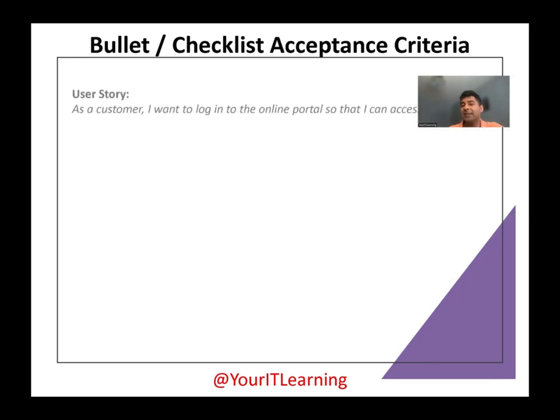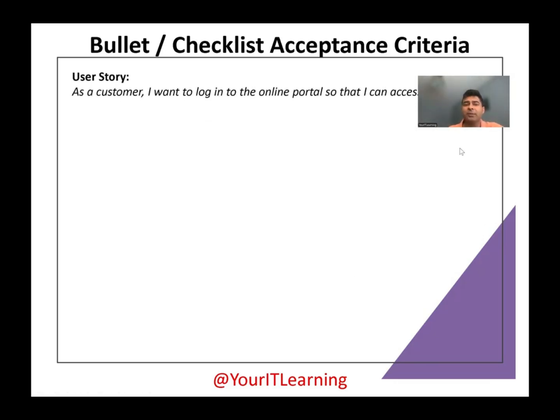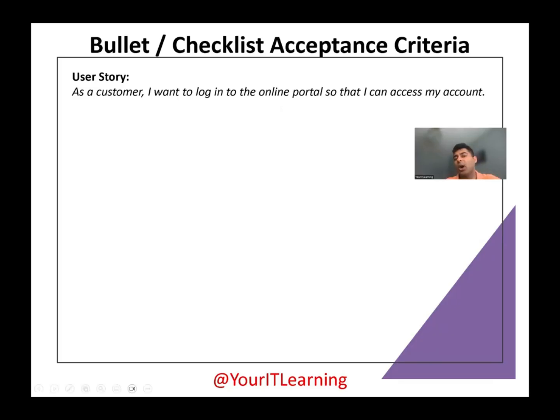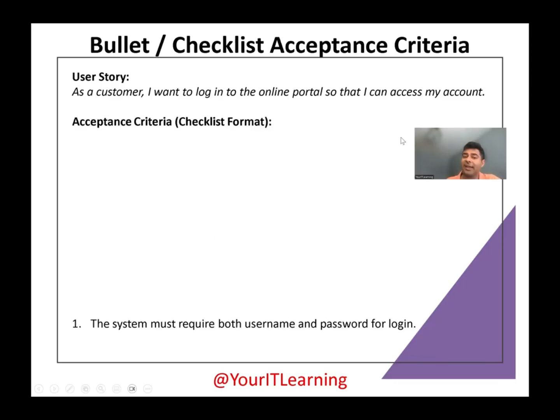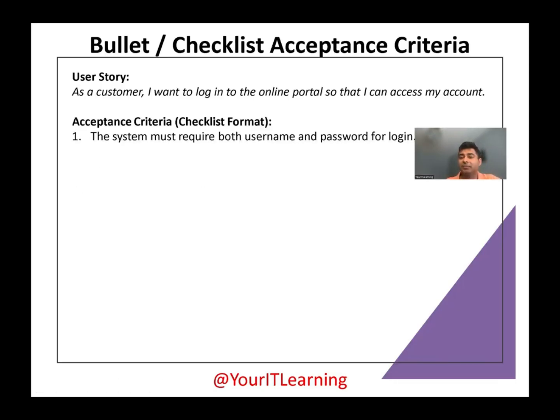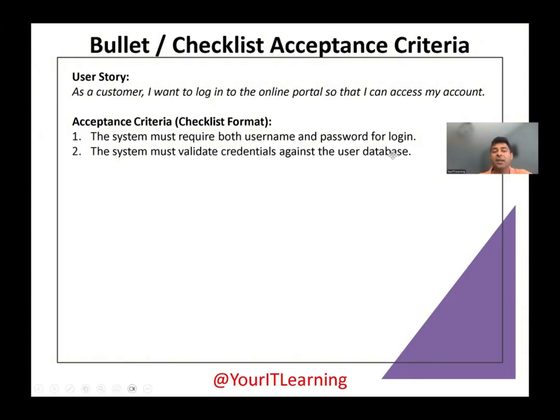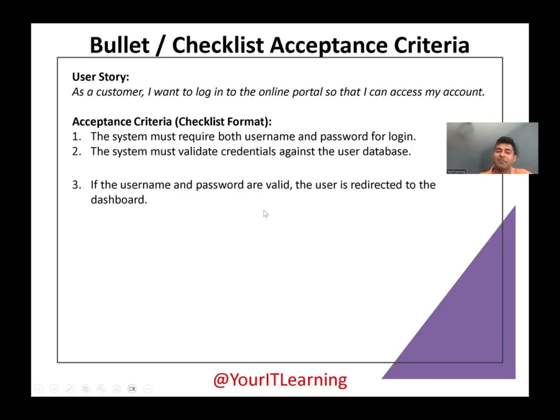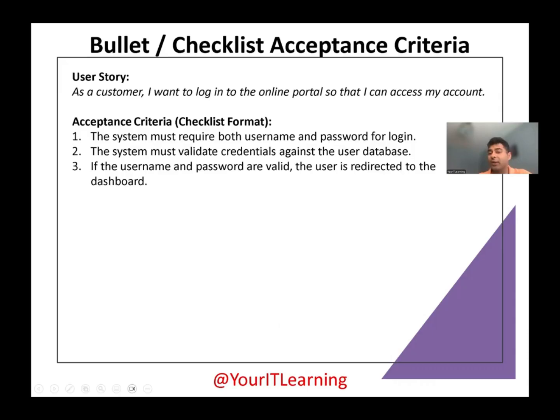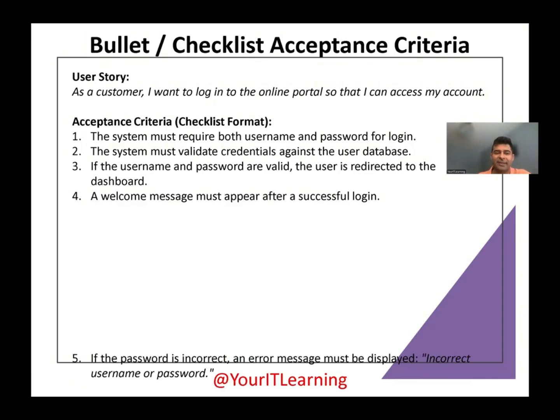Bullet and checklist acceptance criteria. So the user story will be: as a customer, I want to log into the online portal so that I can access my account. Acceptance criteria in a checklist format will be: the system must require both username and password for login. The system must validate credentials against the user database. If the username and password are valid, the user is redirected to the dashboard. A welcome message must appear after successful login, so the member knows that the login has been successful.